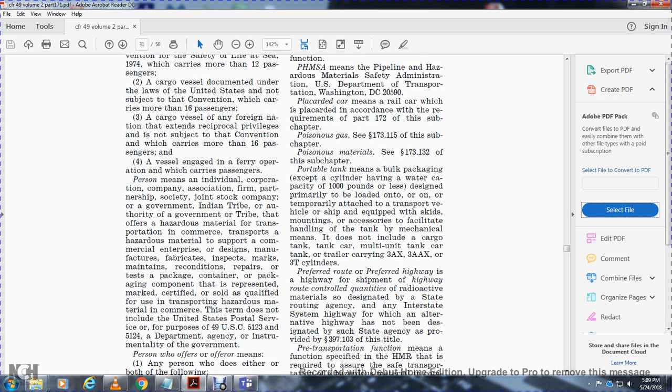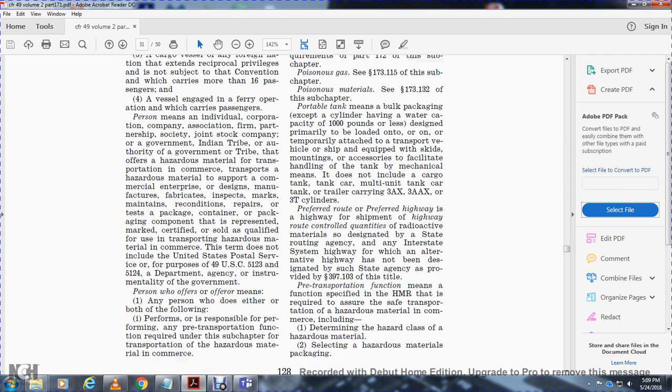Preferred route means a preferred highway, for a highway route controlled quantity of radioactive materials, designated by a state routing agency, including any of the interstate highways for which an alternative highway has not been designated by such state agency, as provided through statute, see 397.103 of this title.